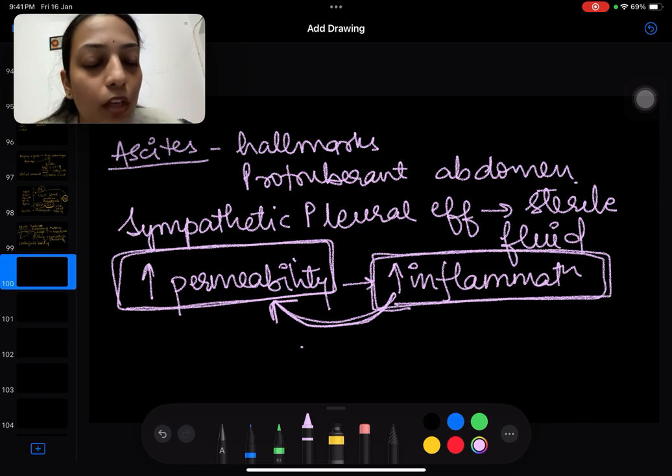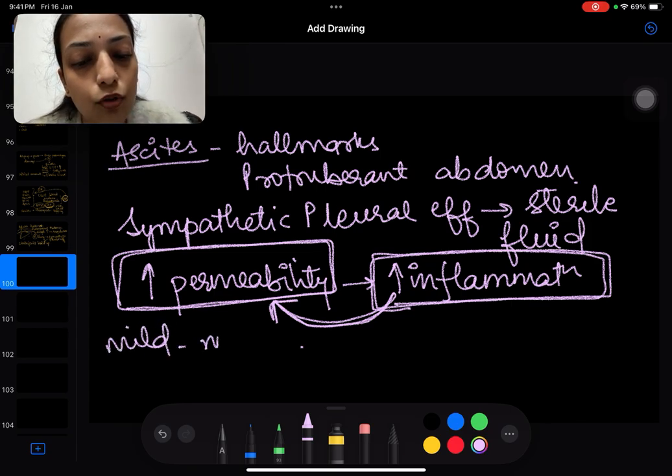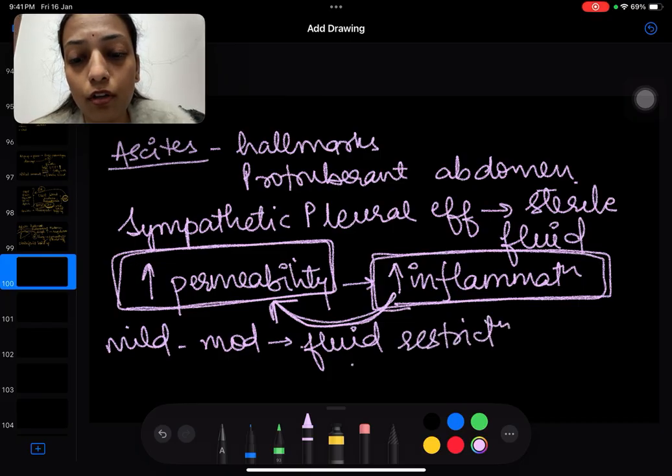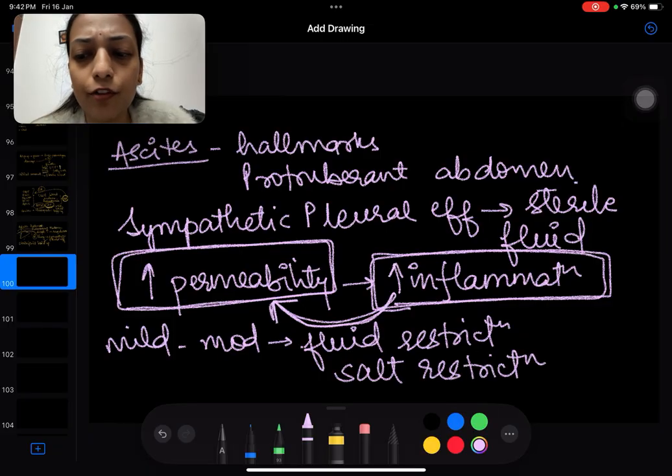So now what about the management? If the ascites is mild to moderate, what do we do? We just start on fluid restriction. We start patients on salt restriction mostly, right? Then we also start patients on diuretics, right?